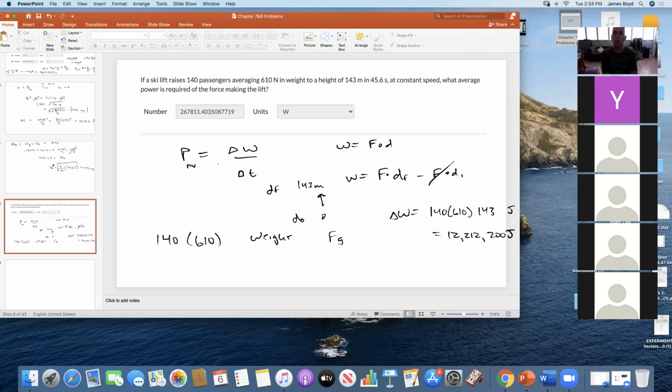It's how much work changed in a given amount of time. We're told that it did this in 45.6 seconds. So if we take this work and divide it by 45.6 seconds, so this is delta W over delta T, I get 267,811 watts. Watts are joules per second. They're the energy used per second to do work.